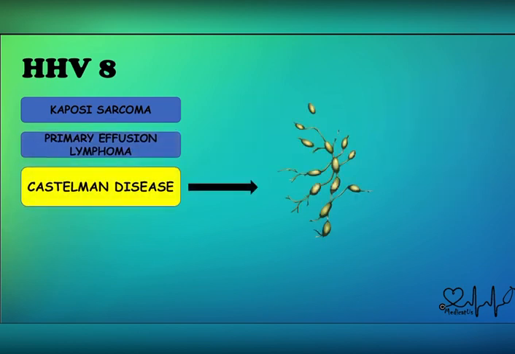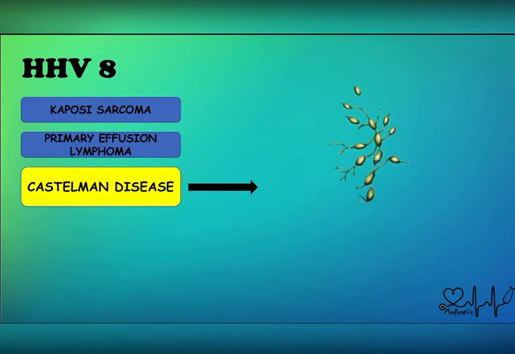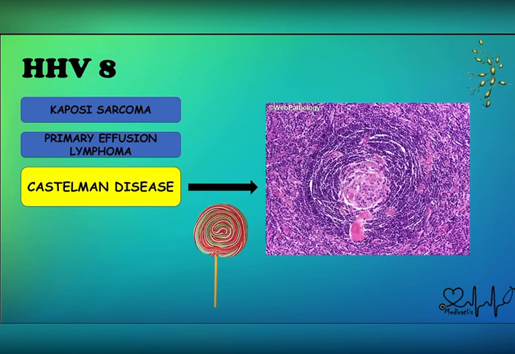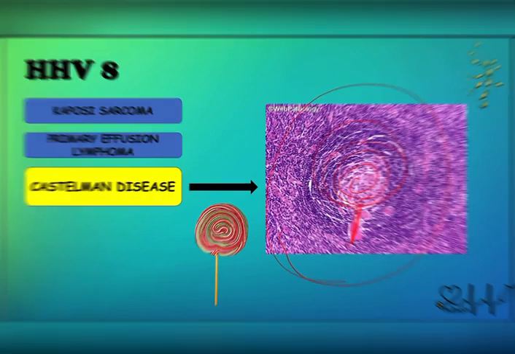Now the Castleman disease. It occurs in lymph nodes, and when we see it microscopically, we see a lollipop-like structure, and this structure is called lollipop follicles. You can see this is like a lollipop, and this is the stick. So it's lollipop follicles.